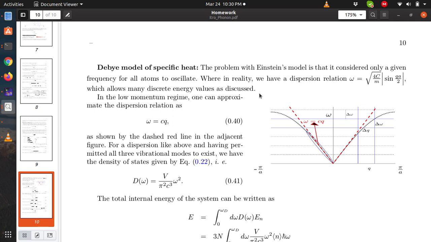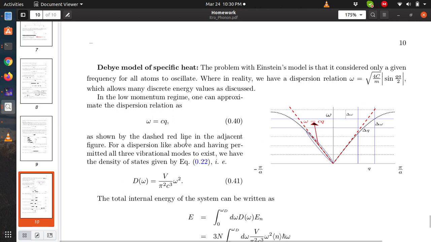So when we discuss the Einstein model of specific heat, we consider the atoms to vibrate with only a given frequency. Whereas in reality, we have already seen that we have a dispersion relation that looks like omega equals this much, where we can see the modes represented by those dots in the dispersion relation, and we said that those are the allowed modes that we can have.